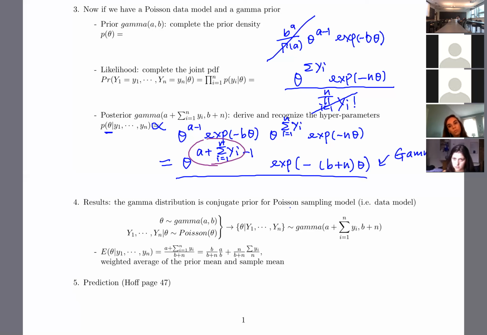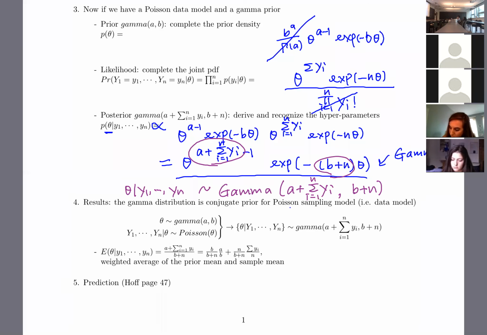This and this, right? So I can write, okay, theta given y1 to yn is, again, a gamma with the first hyperparameter a plus the sum of yi, and the second one will just be b plus n. Okay, cool. All right, so this is number three, and then number four, just summarizing all of this.